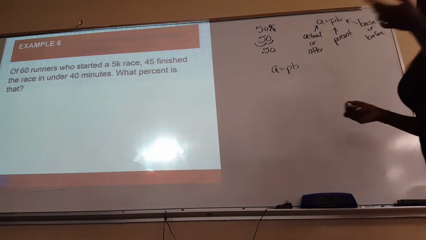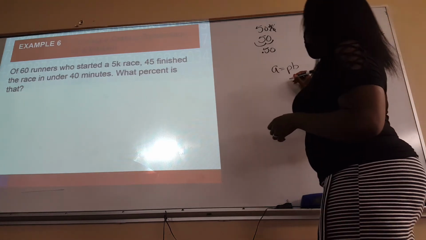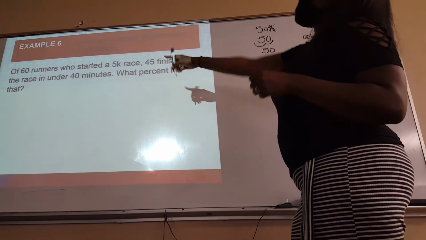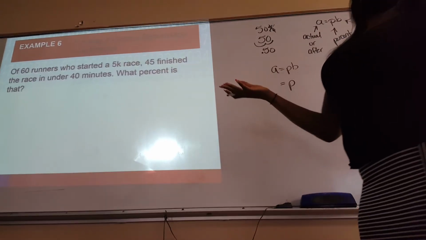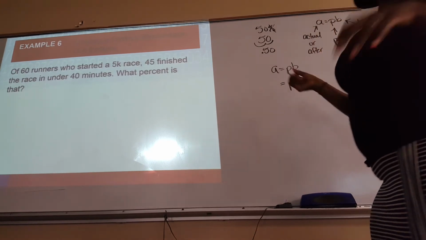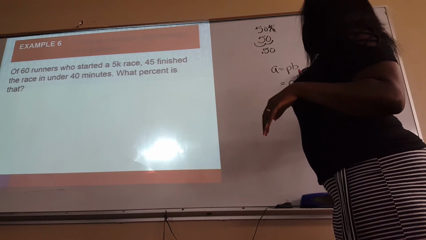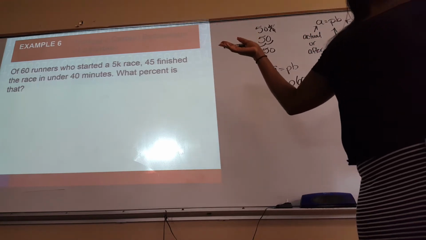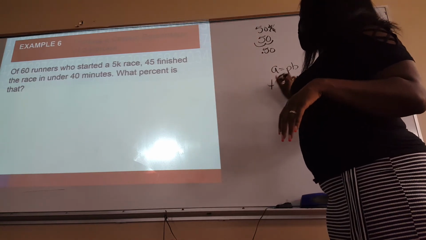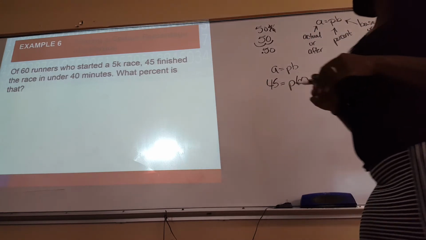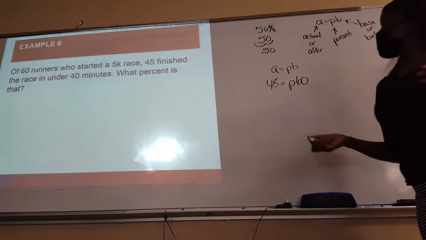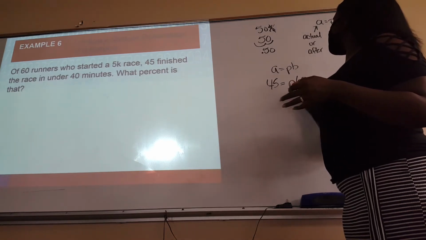All right, so here, like I said, the first thing for us to identify is we're looking for the P. It says of 60 runners who started, so if they started, that meant that was before, right? And our after, 45 finished. So if we have 45 equals P times 60, we have to get the variable alone. And in this case, to get it alone, we have to divide both sides by 60.